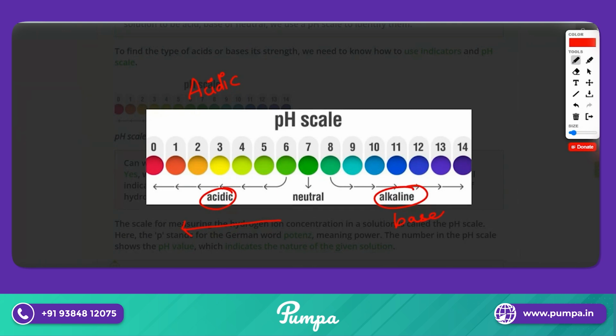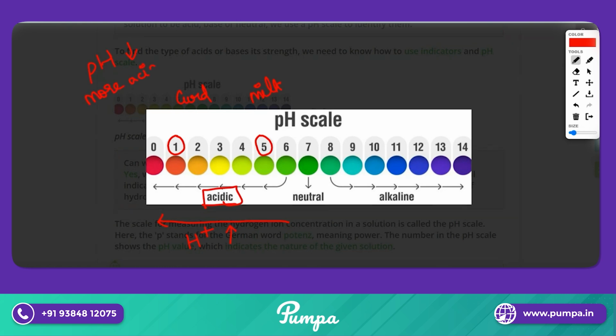So more above 8 to 14, which means they have more OH minus ions. So that is also important. Acids have H plus ions, correct? When you move towards 0, the H plus ion concentration will keep on increasing. So which means that from 5 to 1, it is increasing. That is what we have seen. From milk to curd, the pH range decreases. Decreases means it is more acidic. Remember that. If the pH range is decreasing, it means that it is more acidic.